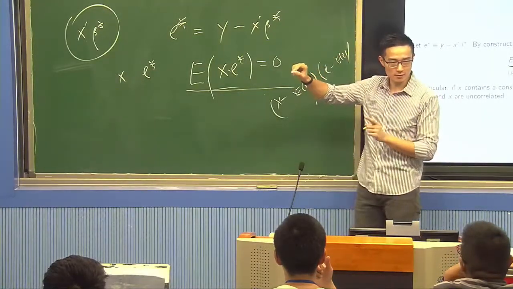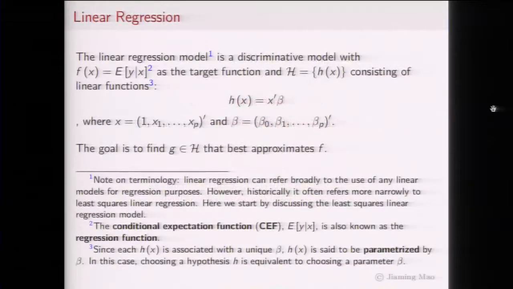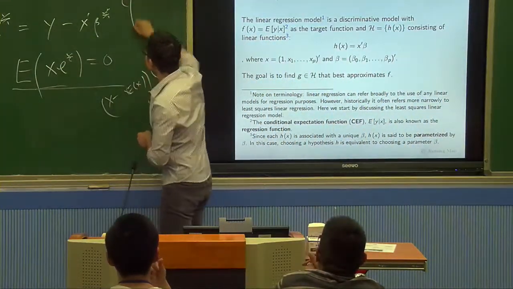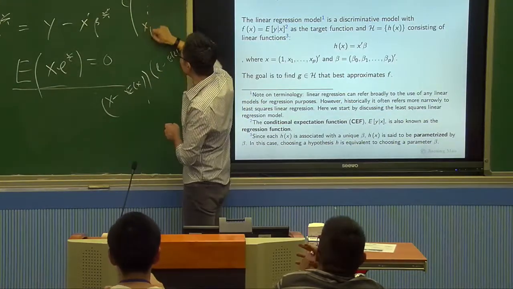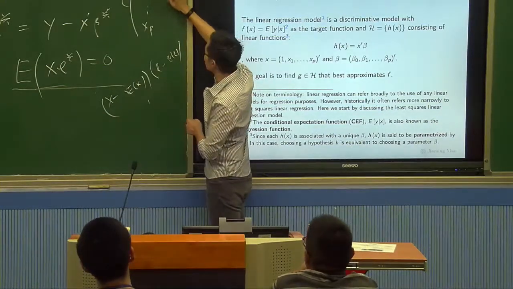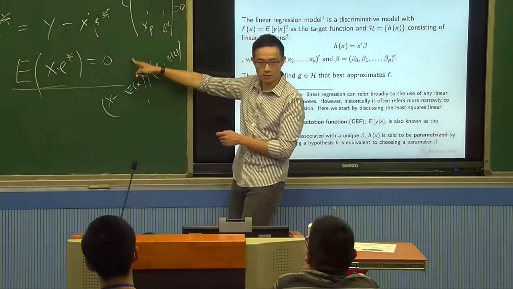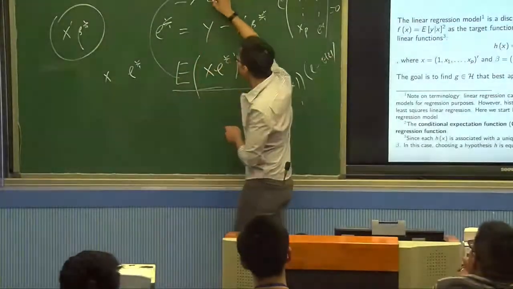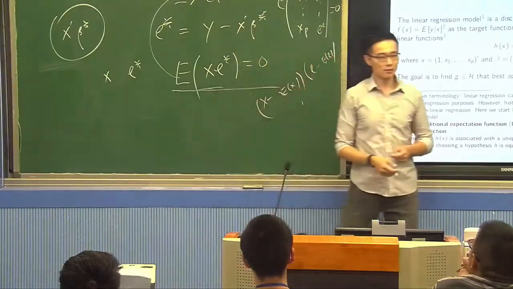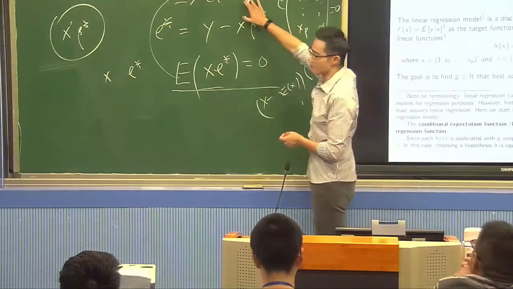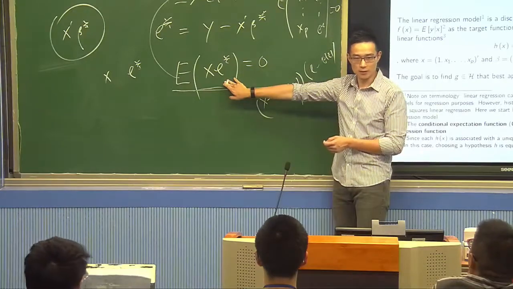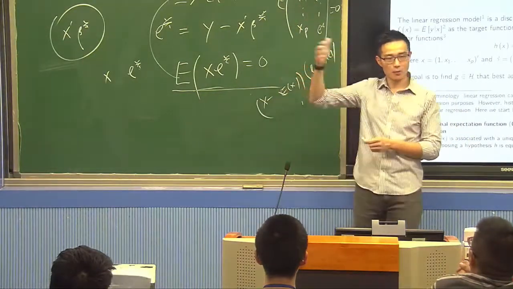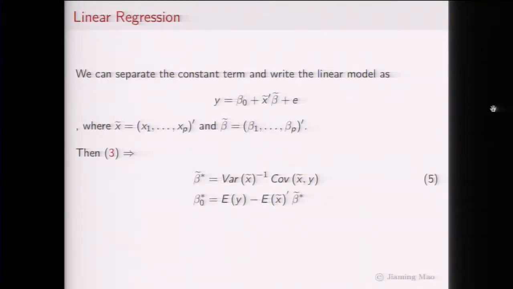Remember, our x includes a constant. So let's go back. Our x is not just the x variables, but we also include the constant. So what is x e star? It's really (1, x1, all the way to xp) times e star, and the expectation equals zero. So every one of them equals zero, which means the first element is just the expectation of e star. If this is equal to zero, that implies e star must have expectation zero. Now if e star has expectation zero, then of course this implies they are uncorrelated. So that's the logic here. Now, this expectation of e star may not be zero if we do not have a constant term in x. That's why we put a constant term in x, the column of ones. I hope that's all clear to you guys.